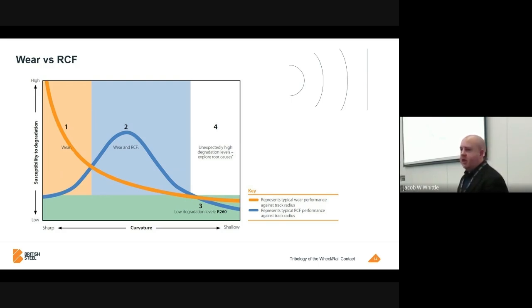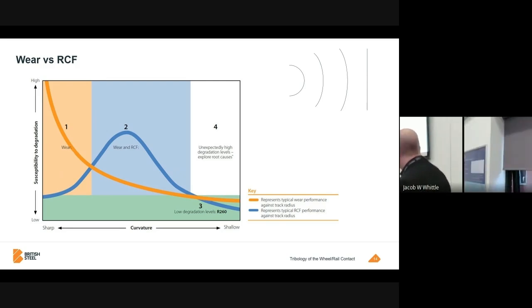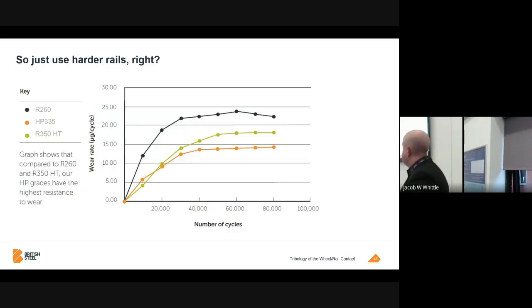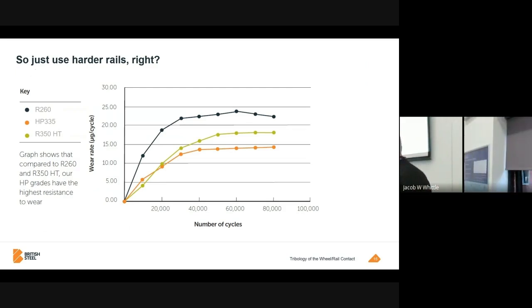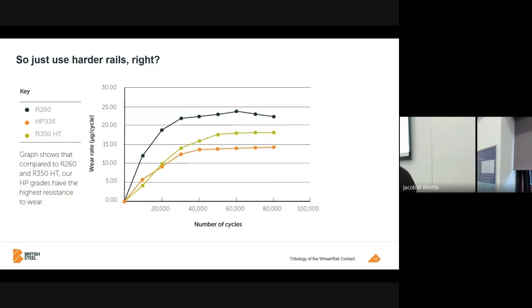You have techniques like eddy current and ultrasonics, which can give you some information, but they don't give you a detailed picture like you get underneath the microscope. So why don't we just use harder rails? Surely that's the answer. Well, one answer is here, and this is research that was done by the university.